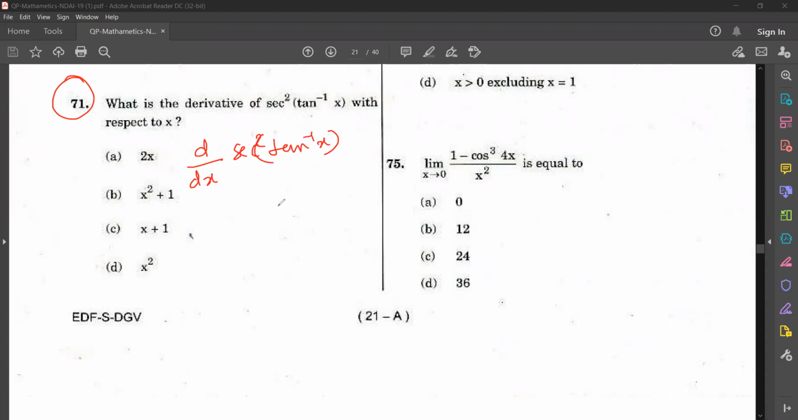For that, first take the derivative of sec square x. What is the derivative of x raised to n? The derivative of x raised to 2 is 2x, isn't it? So here it is 2 sec tan inverse x. Then what you have to do? Now apply the chain rule.